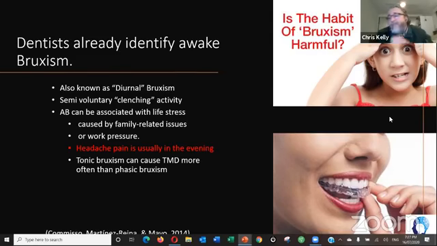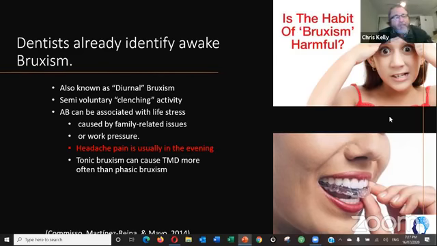But the definition of bruxism, a lot of the definitions actually include with or without tooth contact. And isn't that interesting? It's because this semi-voluntary subconscious activity doesn't always have to be all about the teeth contacting one another.